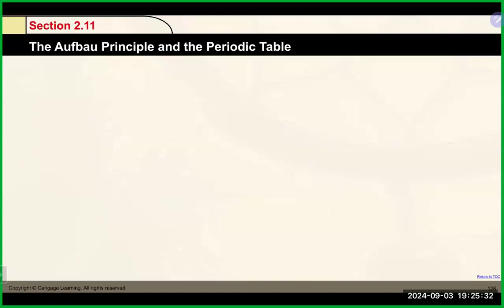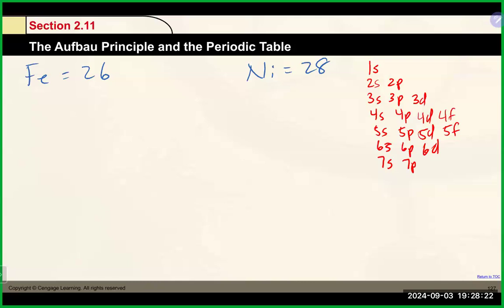Now, let's talk a little bit about that. So for example, let's talk about iron's configuration here. Why don't you write the electron configuration for iron, which is 26. Why don't you also do nickel, which is 28. Why don't you write the electron configuration? Okay, so let's take a look.